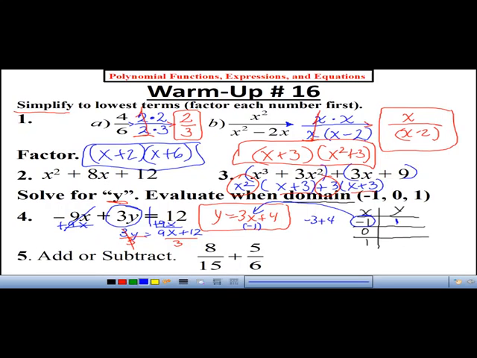Let me do the next one. What's the next number we're going to substitute? 0. Again, we substitute for x. So that leaves us with 3 times 0 plus 4. What is 3 times 0? 0 plus 4. And what do we have left? 4.